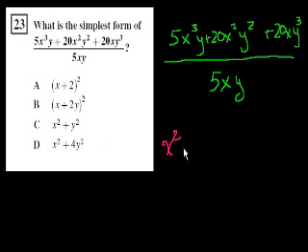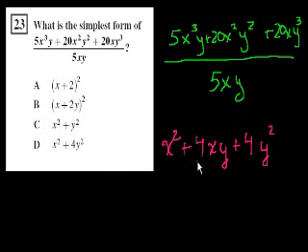Easy enough? Next one. Plus 20 divided by 5 is 4. x squared divided by x is x. y squared divided by y is y. Did the second term. Let's do the third term. 20 divided by 5 is 4. x divided by x is 1, y, so we don't have to write it. y to the third divided by y is y squared.